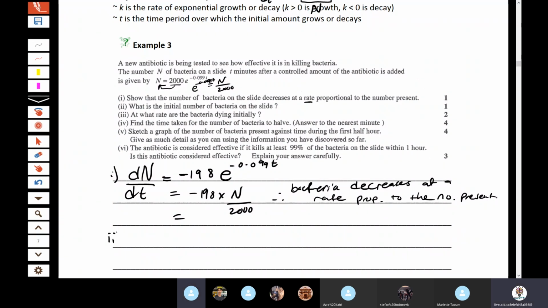Sam, wait, where did you get the 198? So I just did it from 2000 times negative 0.099. Oh, and then that gave you that. Yeah, it gave me that. Okay. And then with exponential differentiation, we just leave it as exponentials, right? So e stays as e. Cool.